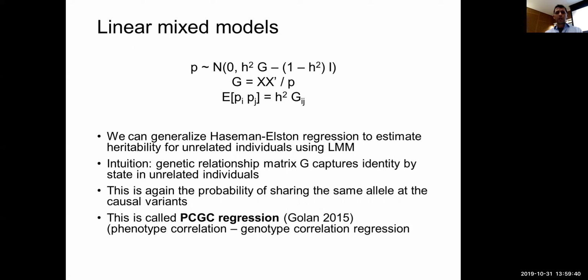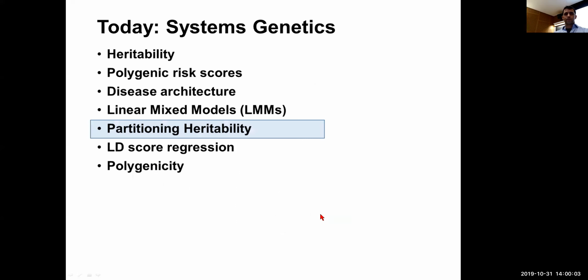Okay, and that's this regression that we talked about earlier between phenotypic correlation and genetic similarity. This is phenotype correlation versus genetic correlation, PCGC. So this is the same thing that we previously called Haseman-Elston regression. It's also known as PCGC. Okay. So we talked about heritability, polygenic risk scores, disease architecture, and linear mixed models. Let's now talk about partitioning that heritability into different components.